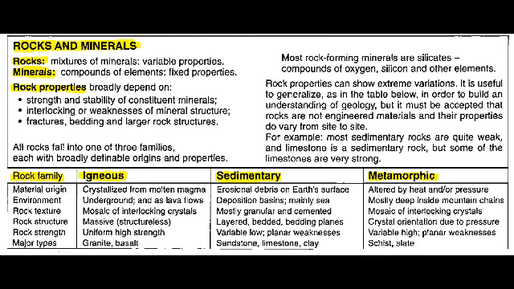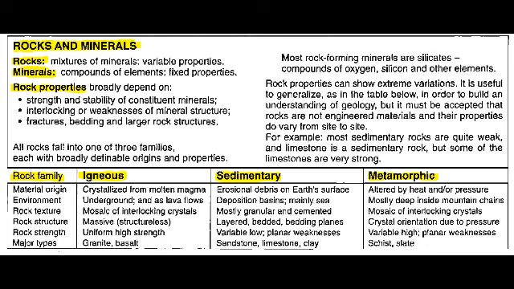Rock family, material origin: igneous rocks, crystallized from molten magma; sedimentary, erosional debris on Earth's surface; metamorphic, altered by heat and or pressure, meaning when very high pressure and very high temperature are applied upon sedimentary or igneous rocks, they become metamorphic rocks.